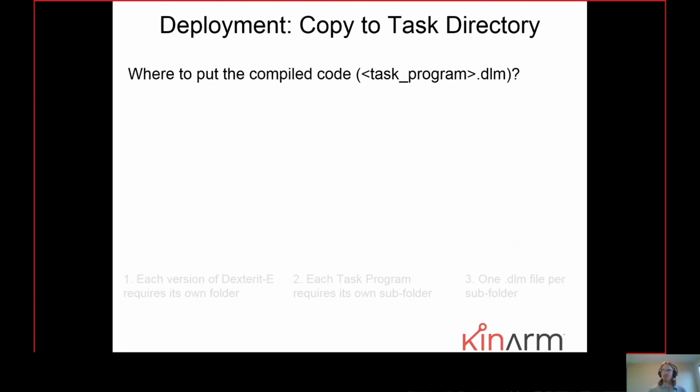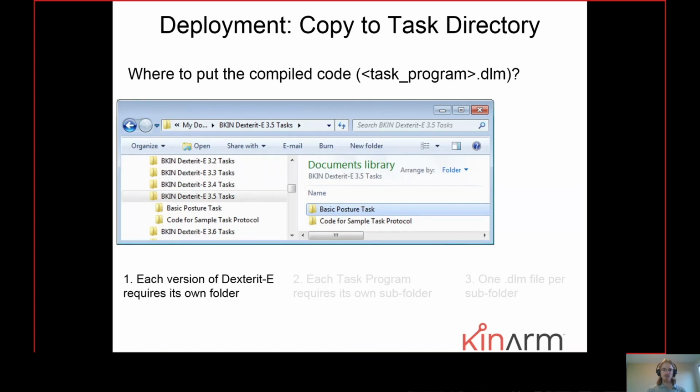Okay, so you've gone through, you've fixed all the errors in building, you've got a task program that now compiles. So what do you do with it? The process of compiling will create a .dlm file. And that DLM file needs to be put in the right place. So that's your compiled code. Dexterity needs to have access to that in order to actually run it.